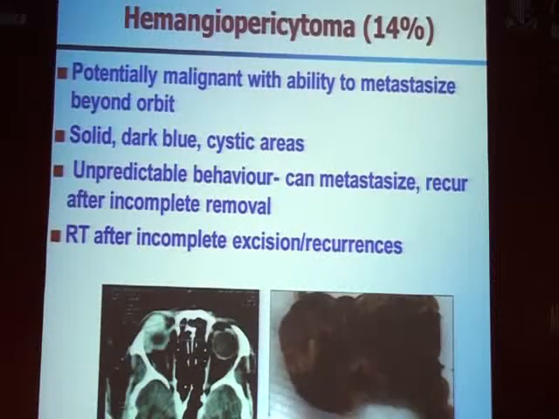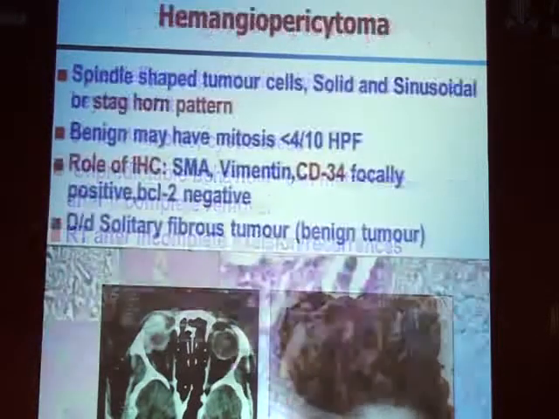Hemangiopericytomas now come into the differential diagnosis of mesenchymal tumors, and they are very erratic tumors. On histopathology, we will not be able to tell you how it's going to behave. One particular hemangiopericytoma might have no mitotic figures, but it might metastasize. Another one might have 5 mitotic figures, but it might remain benign. So it's very important to follow up these patients. They have very unpredictable behavior.